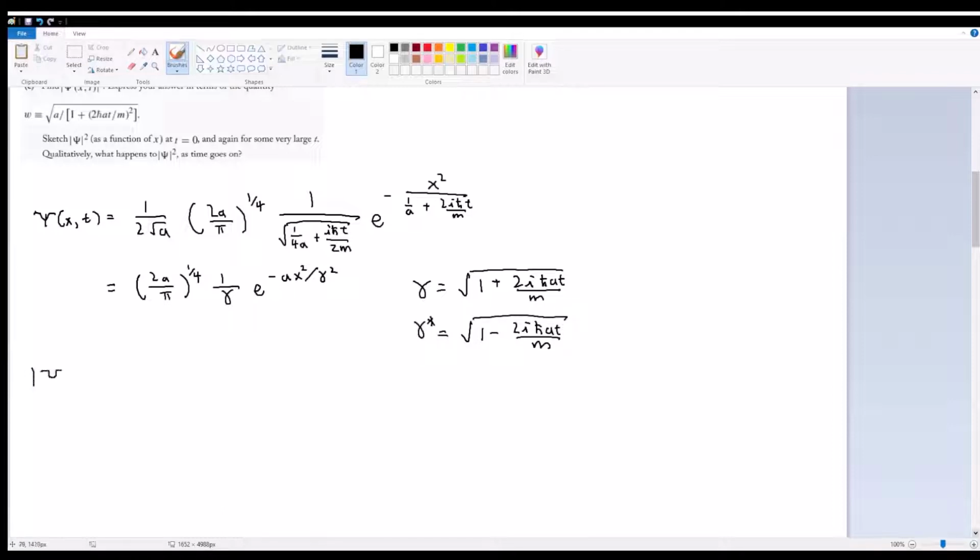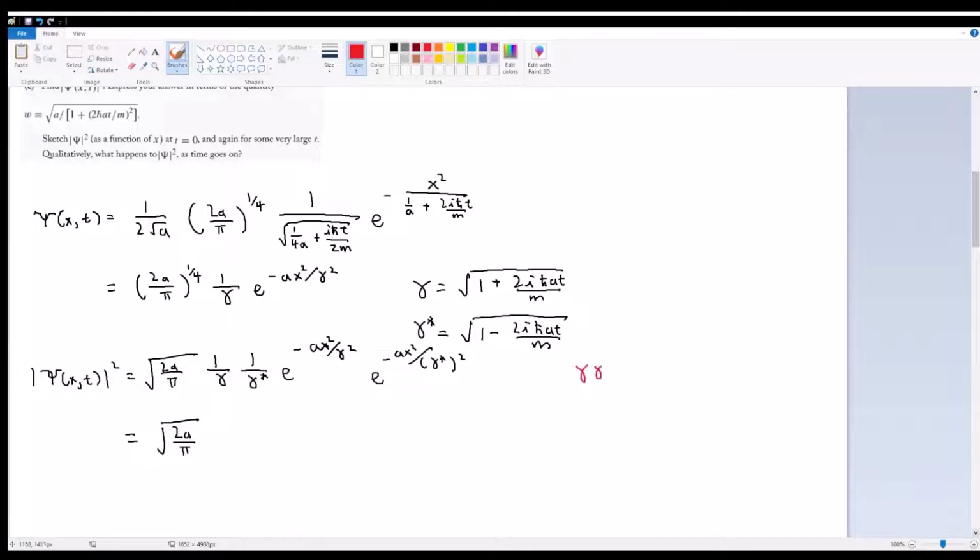So, magnitude of psi of x comma t squared is going to be just equal to, we have the 2a over pi to the 1/4 term, which squares itself because there's no imaginaries here. And then we have 1 over gamma times 1 over gamma star, and then e to the negative ax squared over gamma squared times e to the negative ax squared over gamma star squared. And we just have to plug everything in. So this is going to give us, let's see, square root of 2a over pi. And then we have 1 over gamma times gamma star. So what's that going to give us?